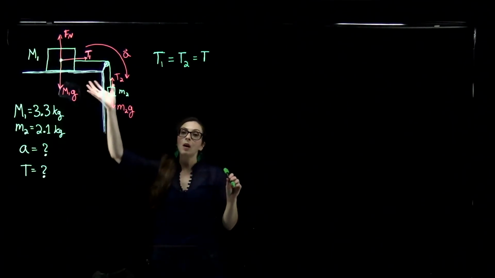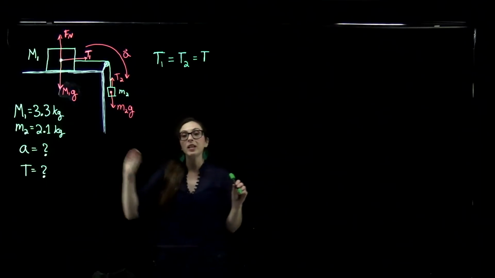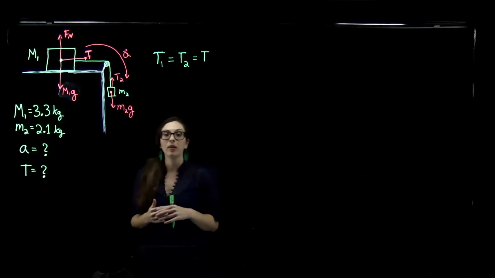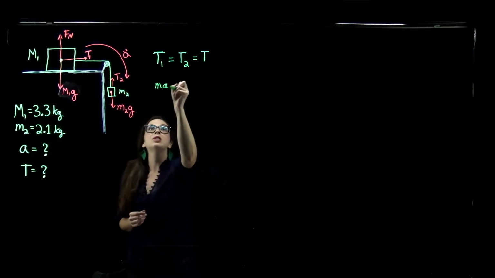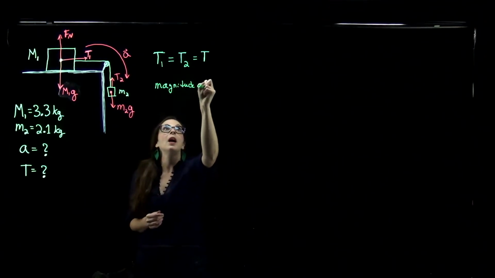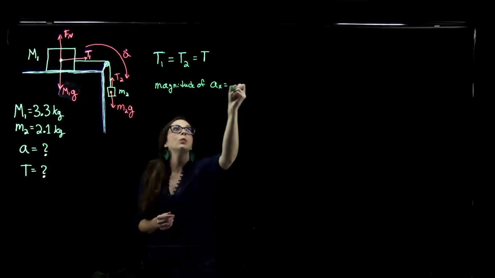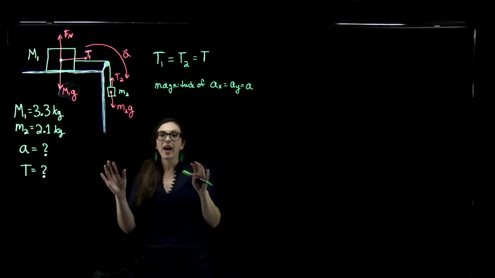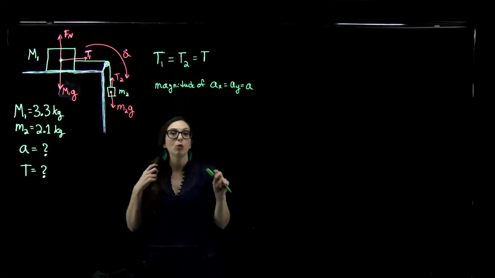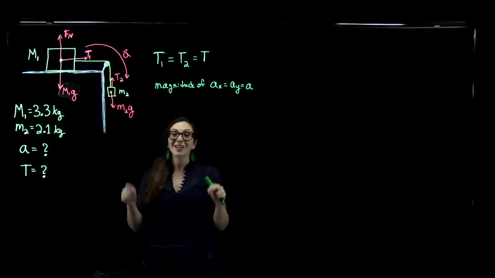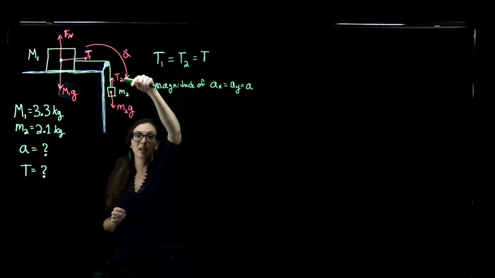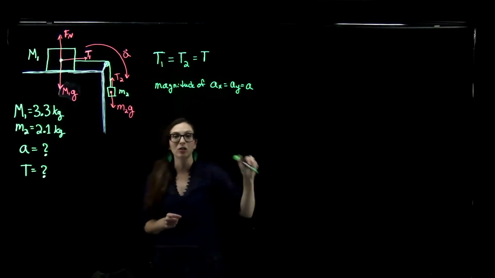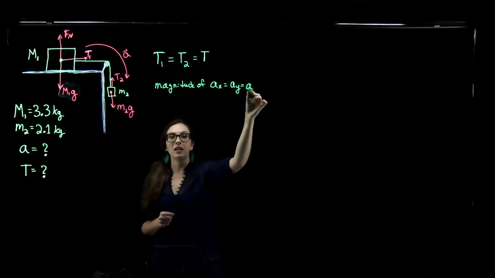And because both of these blocks are connected by the same cord, the magnitude of their acceleration is going to be the same, okay? So I'll say that the magnitude of a_x equals a_y. That's just the magnitude, and I'm going to set that equal to a, okay? So a_x and a_y, the magnitude of them will be the same, but their direction will be different because this guy is accelerating in the negative y direction and this one is accelerating in the positive x direction. But the magnitude will be the same, so we'll just set that equal to a.